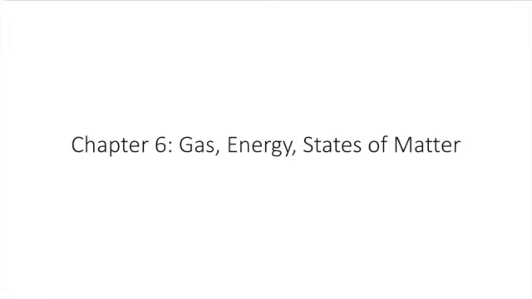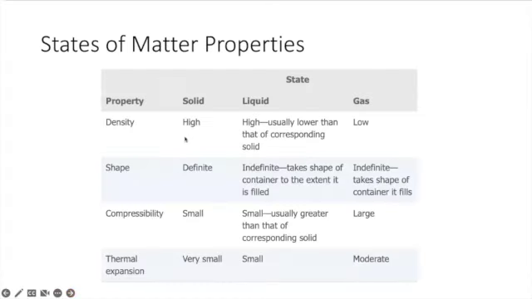Okay, chapter 6 is about gas, states of matter, and energy. This is a little bit of a shorter chapter. So solids are going to have high density, definite shape, and they're confined to their shape. Their shape can't really be altered. So they have small compressibility. When we heat, they don't really expand.